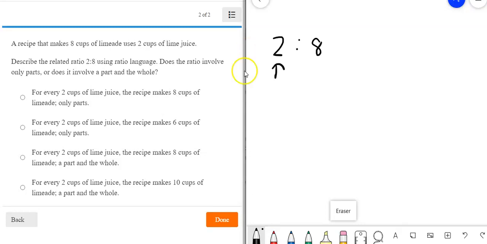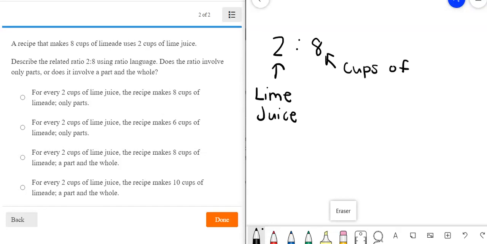2 stands for, if we come over here, lime juice. 8 cups of limeade is what that stands for. So we're going to start with for every 2 cups of lime juice. So all of these are correct because they all start with for every 2 cups of lime juice. The recipe makes 8 cups of limeade. So we either have it here or here because this has a 6 and a 10.